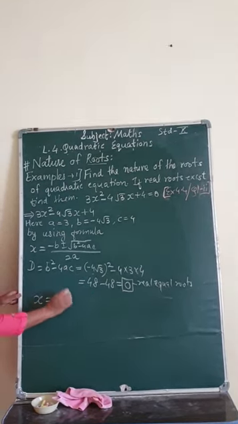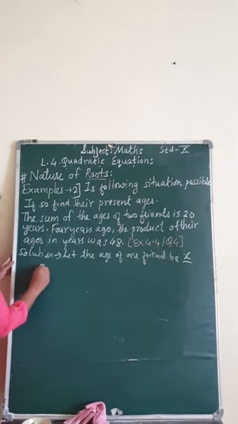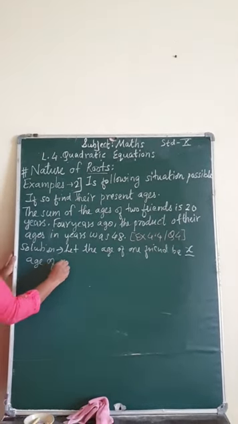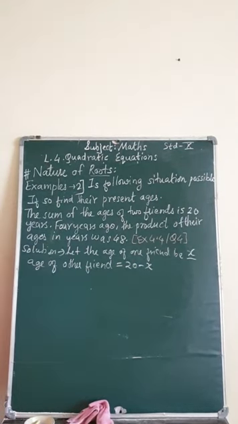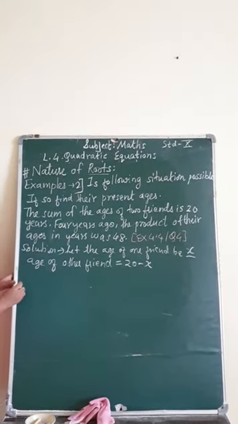Second example: is the following situation possible? If so, find their present ages. This is the sum from exercise 4.4, question number 4. The sum of the ages of two friends is 20 years. Let's start the solution by forming the equation. Let the age of one friend be x years. Then the age of the other friend will be 20 minus x, because the sum is 20 years.